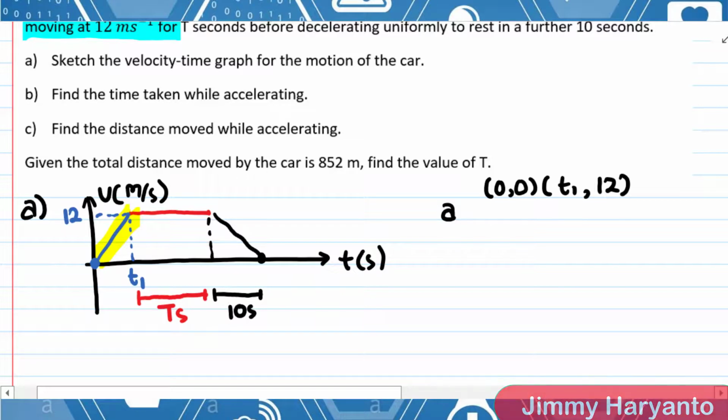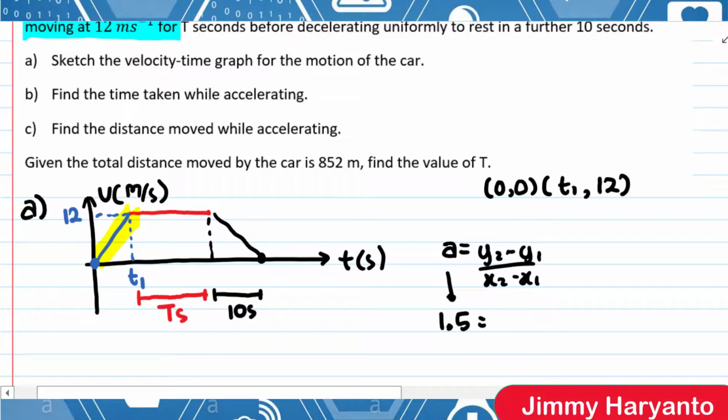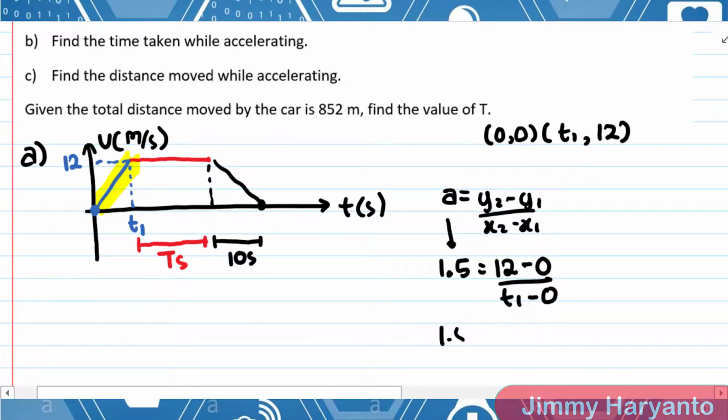For the acceleration, you can find it using gradient, right? y2 minus y1 over x2 minus x1. And the acceleration is already given, it's 1.5. So for y2 is 12, y1 is 0, x2 equals t1, and x1 equals 0. So we will have 1.5 t1 equals 12 and t1 equals 8 seconds. There you go. After you got t1, you can replace the t1 with 8 seconds.